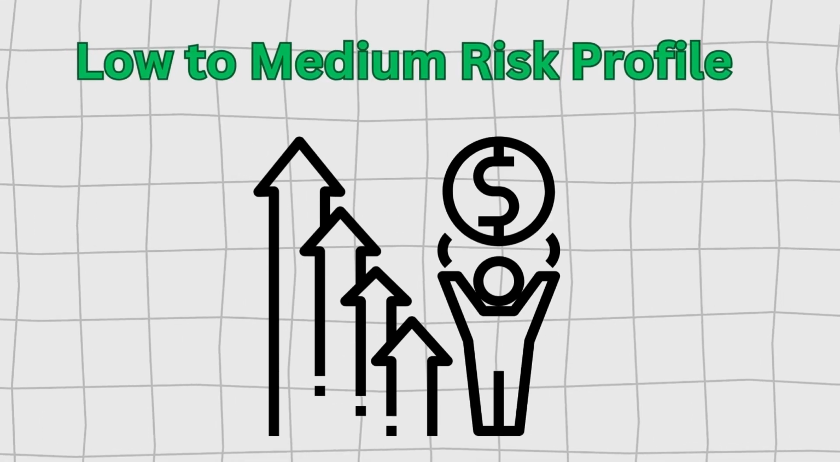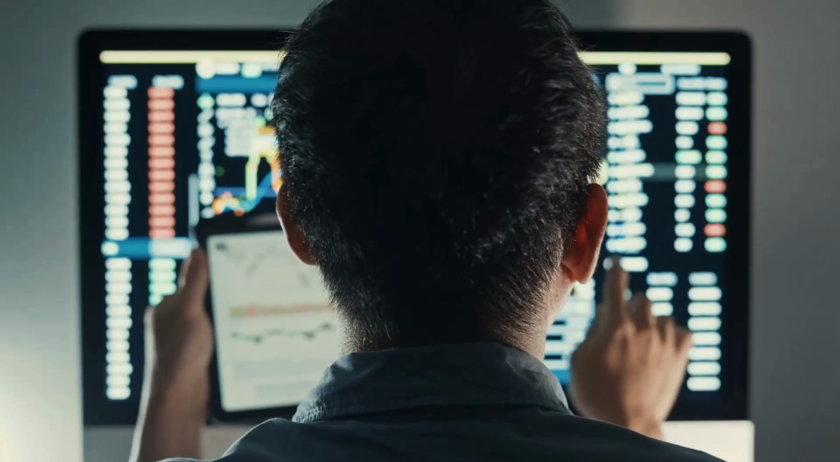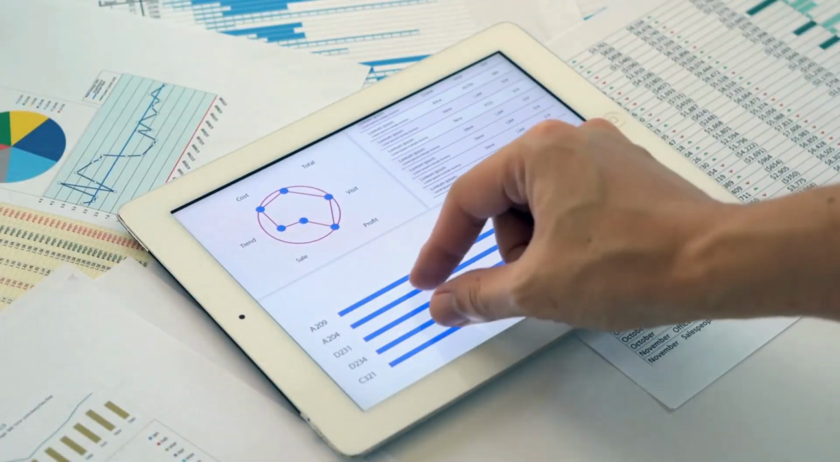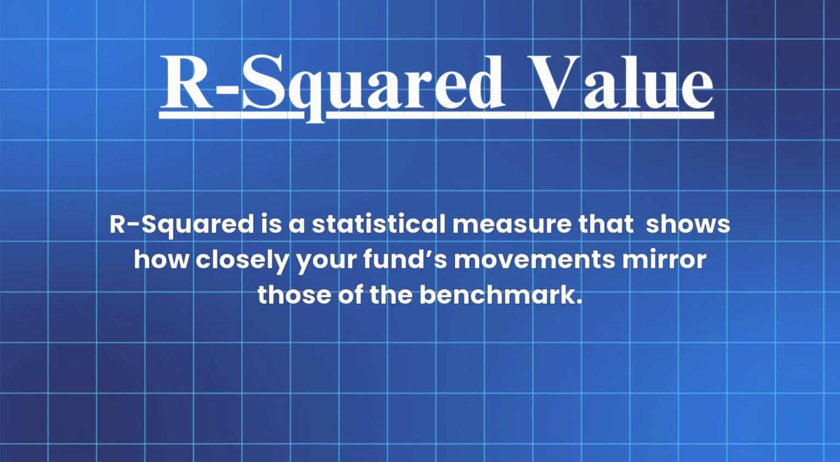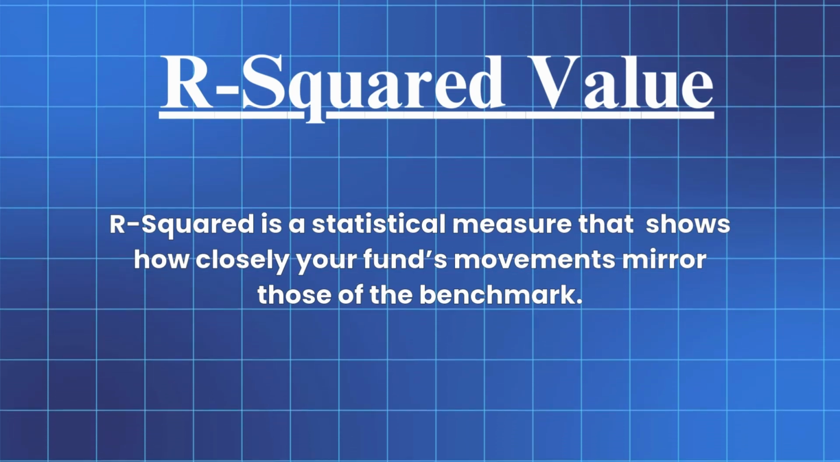So if you have a low to medium risk profile, you should consider funds with lower beta. But there is more to the story. To get the full picture, you should also look at how closely your mutual fund portfolio tracks the benchmark index. That's where the R squared value comes in. R squared is a statistical measure that shows how closely your fund's movements mirror those of the benchmark.